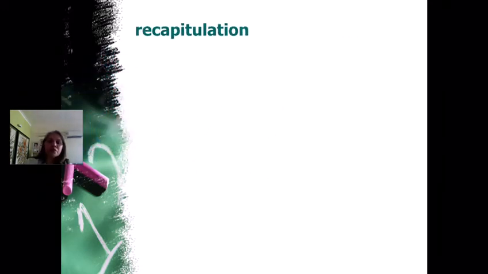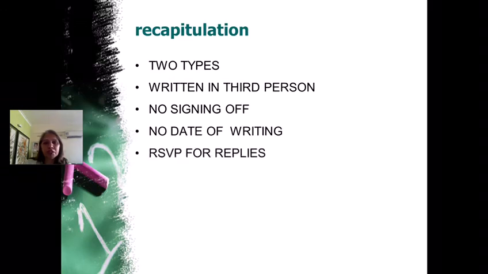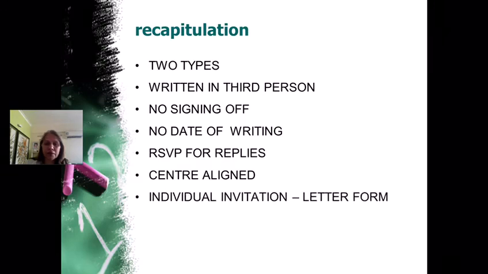Let's recapitulate what we have learned today. Formal invitations are of two types. The first one is written in third person, with no signing off, no date of writing, and RSVP for replies. It is centrally aligned. And the individual invitation is written in letter form. I hope I've made myself very clear. Thank you very much.